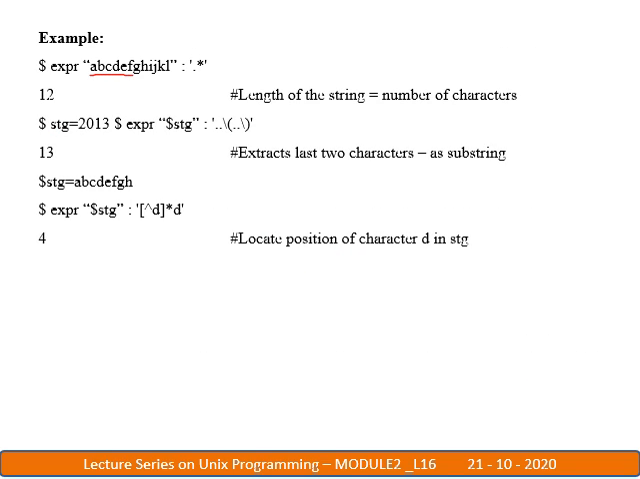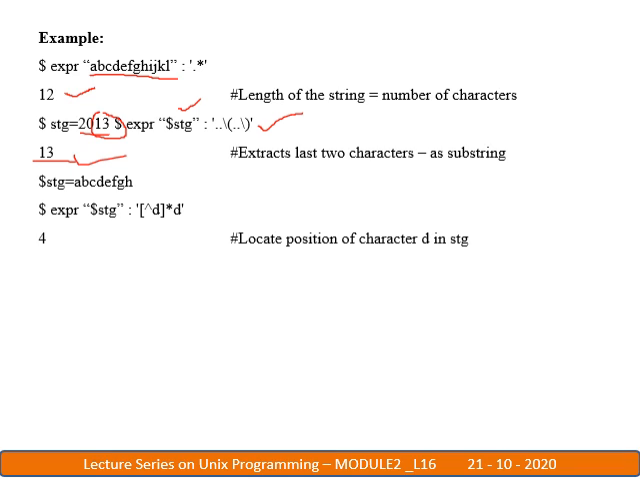We'll move to the example with all the options. EXPR, then the string you want to operate on, separated with a colon. Dot star indicates the total length of the string, so the total length of the string, 12, is returned. Next, STG 2013: this string is to be operated on, kept at the left side of the colon. Here it is going to extract the last two characters as a substring. The last two characters of the string are 13, so 13 will be displayed.